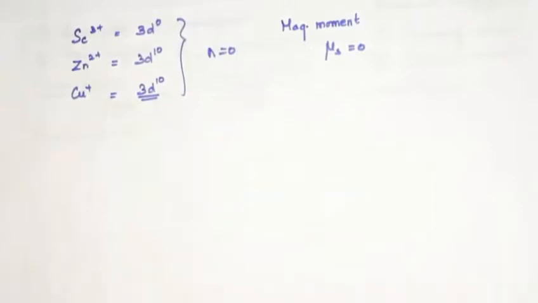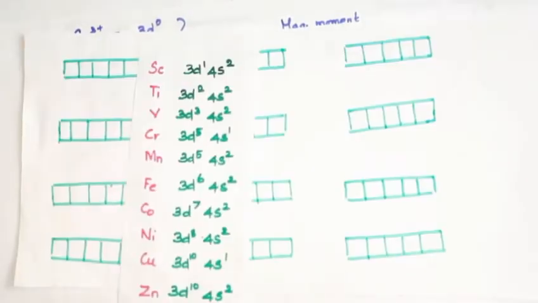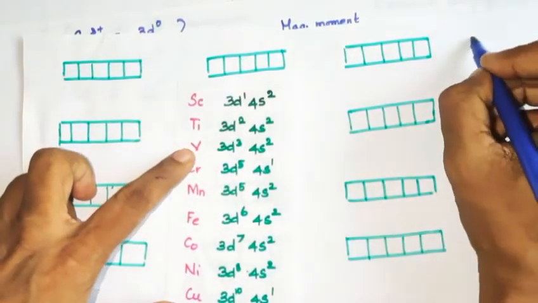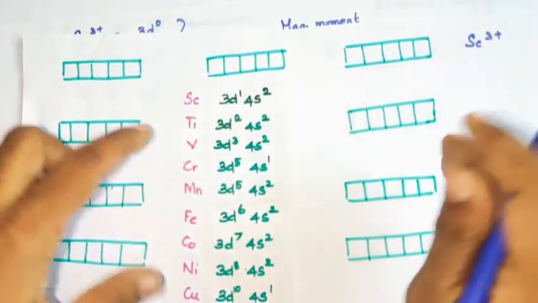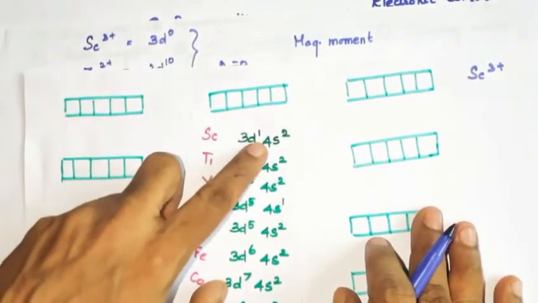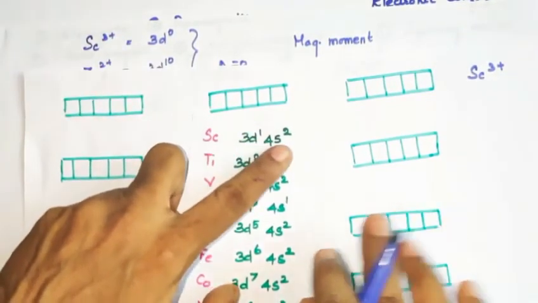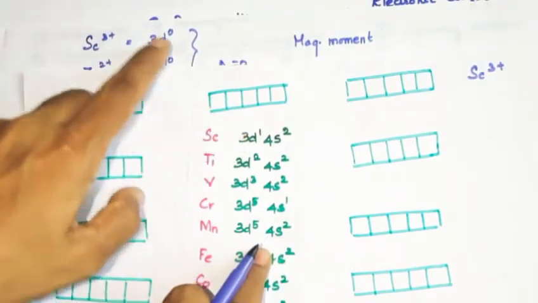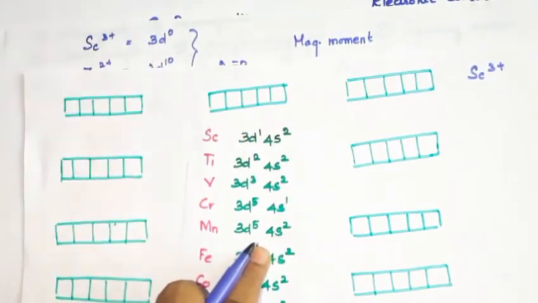The calculated value is more or less near to the experimental value for the magnetic moment in these elements. Scandium 3 plus does not have electrons, only 3d0, as you already watched. Next, the titanium.